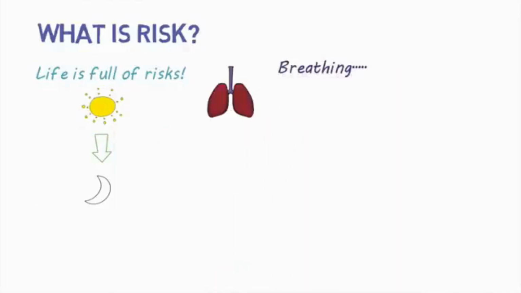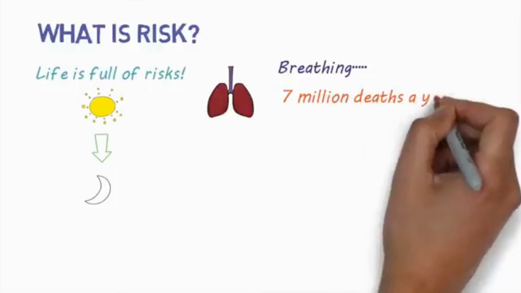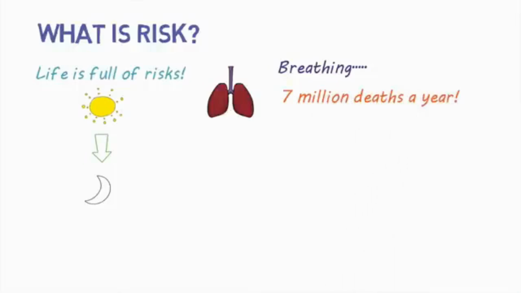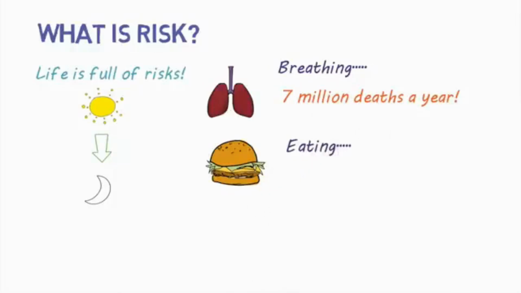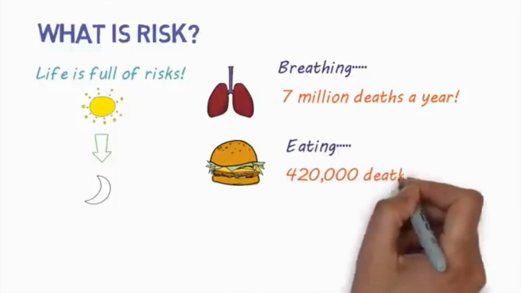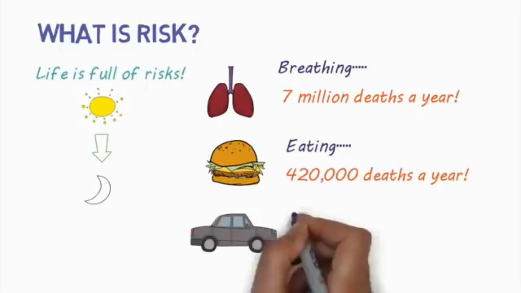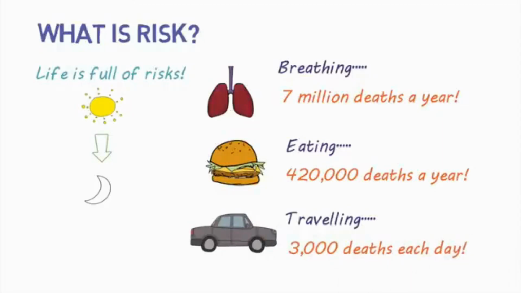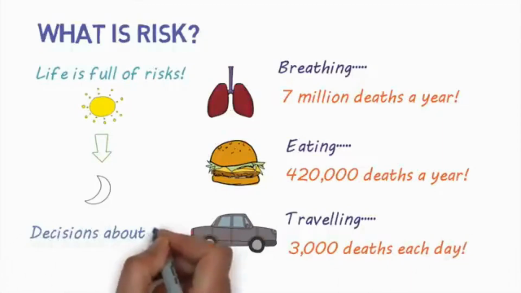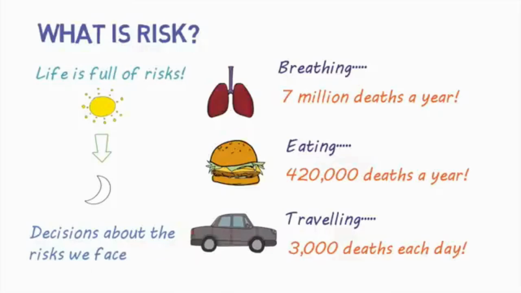Did you know that air pollution causes about 7 million deaths each year? There are risks associated with eating. Foodborne illness causes about 420,000 deaths each year. And then there's traveling. Road accidents cause over 3,000 deaths each day. In fact, every day we have to make constant decisions about the risks we face.